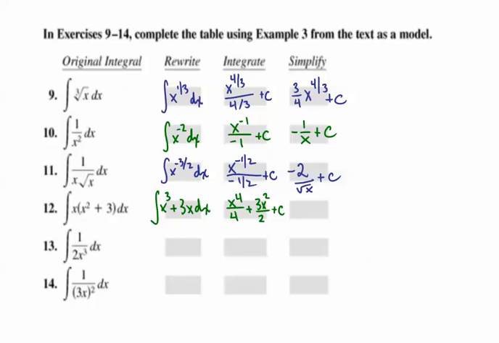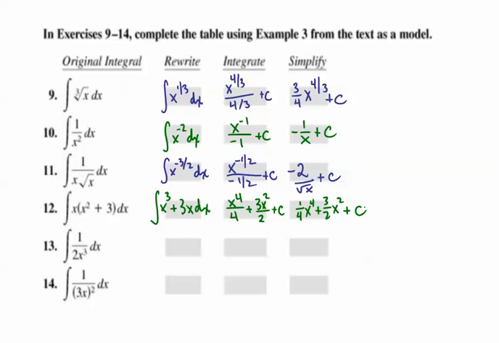There's not a whole lot that can be done to simplify that. I could factor out, or I could multiply. Actually, I wouldn't want to multiply, but I could factor out a 2 or a 4 there. But I'm just going to leave it as it is. 1/4 x to the 4th power plus 3/2 x to the 2nd power plus c. And so that's how we would take care of that one.